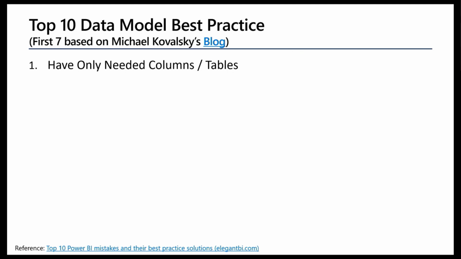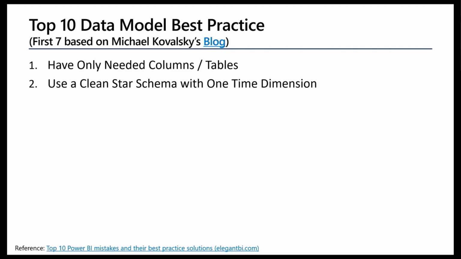Sorry for the bullet points, but I want to make sure to have the top 10 list here. So the first one is to have only needed columns and tables. This helps not only the performance, but also the readability of your data model. So make sure to reduce those, and it will help during the refresh and also the performance of rendering your report. Second, with this comes only a clean star schema, so not a snowflake schema, not a flat table, because of two reasons: obviously performance, but also readability again.